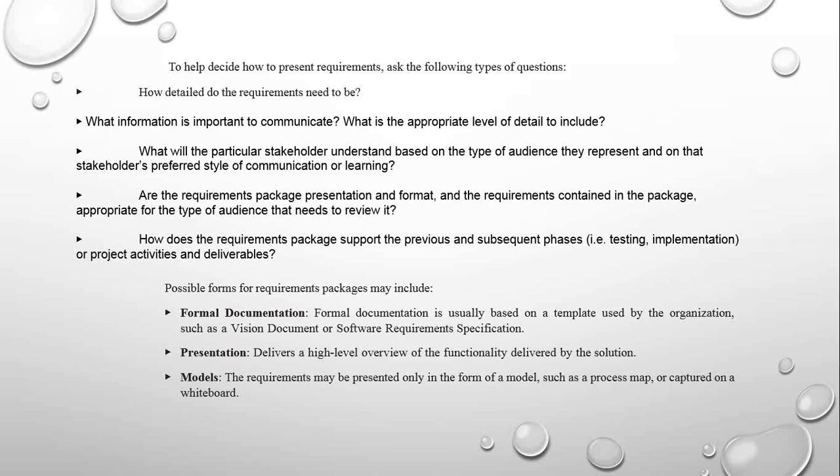Now, how does the requirement package support the previous and subsequent phases, that is the testing, implementation, or any other activities or deliverables? Possible forms of requirement package may include formal documentation, presentation, and model. What is formal documentation? It is usually based on a template used by the organization, such as a vision document or software requirement specification, or you can say the business requirement document. These are all different types of formal documentation.